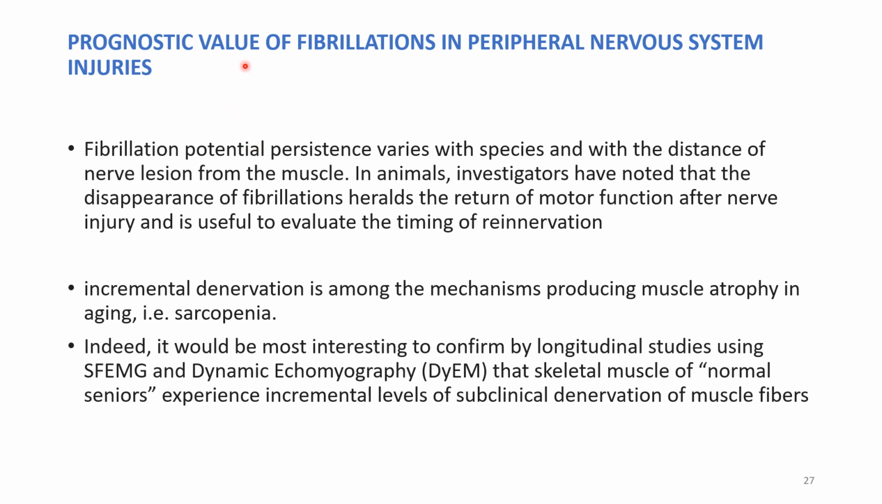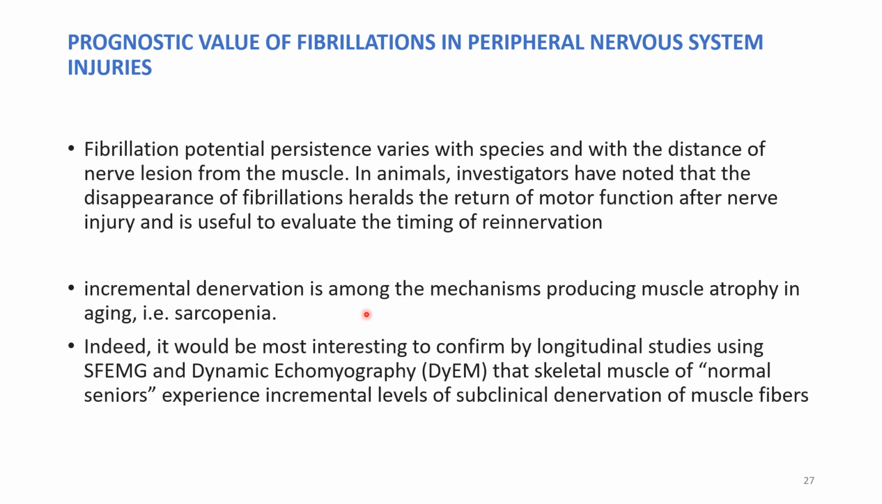Next, coming to prognostic value of fibrillations in peripheral nervous system injuries. Fibrillation potential persistence varies with the species and with the distance of nerve lesion from the muscle. In animals, investigators have noted that the disappearance of fibrillations heralds the return of motor function after nerve injury, and it is useful to evaluate the timing of reinnervation. So, if the fibrillation stops, it will indicate the motor function is returning.